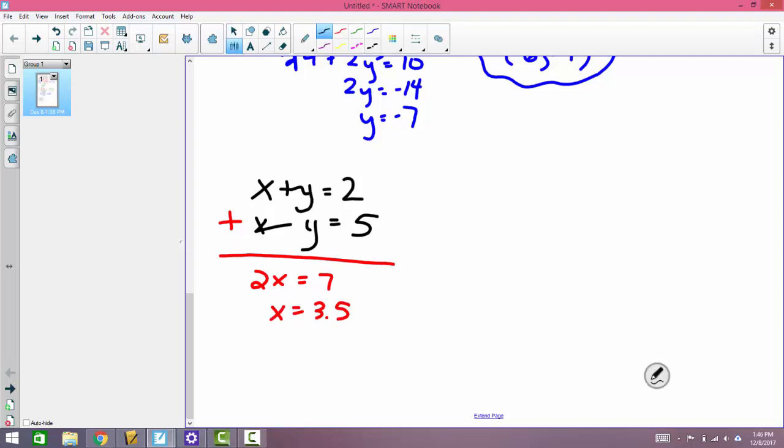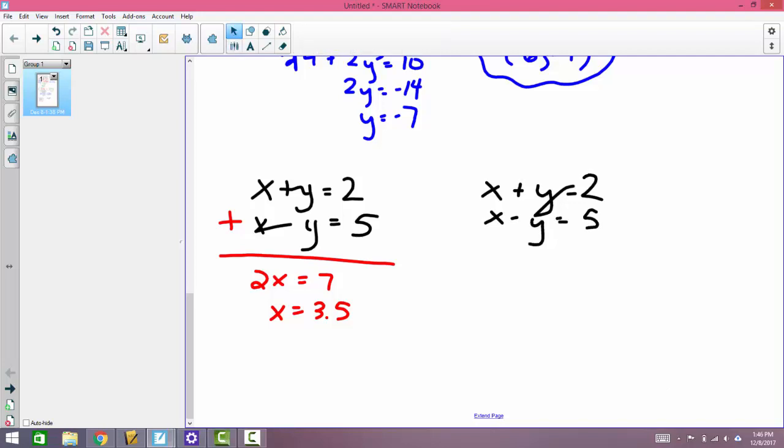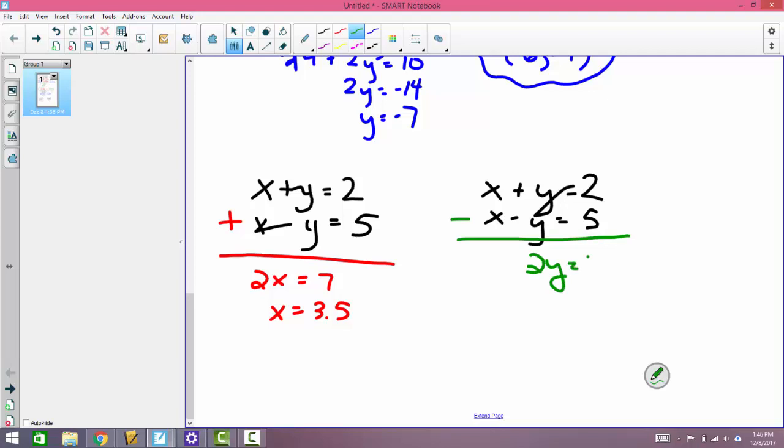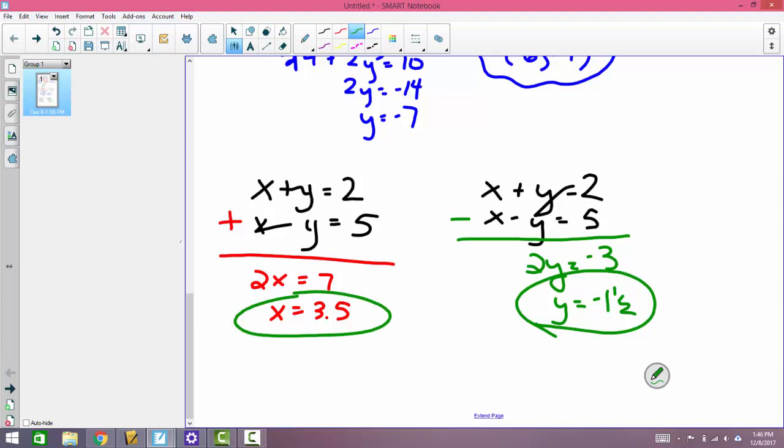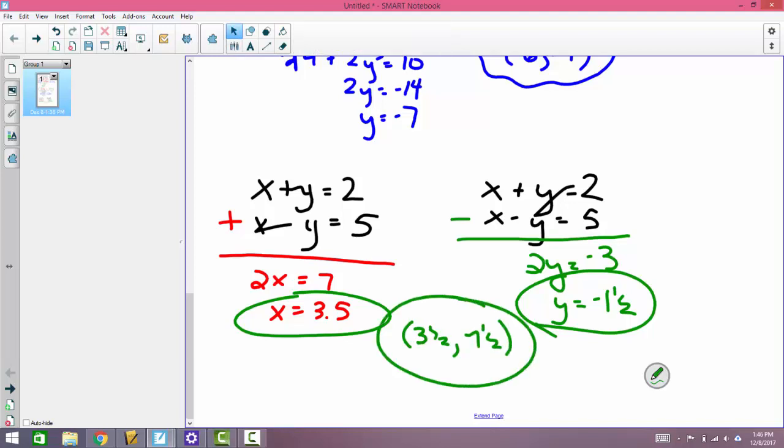I'm actually going to rewrite the equations and also subtract. And subtracting will eliminate the x. So if you subtract, x minus x is 0, y minus negative y is 2y, and 2 minus negative 5 is negative 3. So y is equal to negative 1.5. This time you don't have to plug something in because we actually solved both ways. So the ordered pair solution is 3.5 and then negative 1.5, like so.